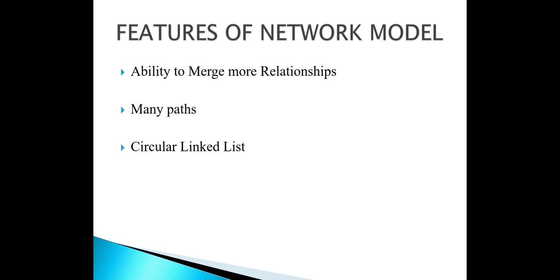Third point is circular linked list. The operations on the network model are done with the help of circular linked list. The current position is maintained with the help of the program, and this position navigates through the records according to the relationship.